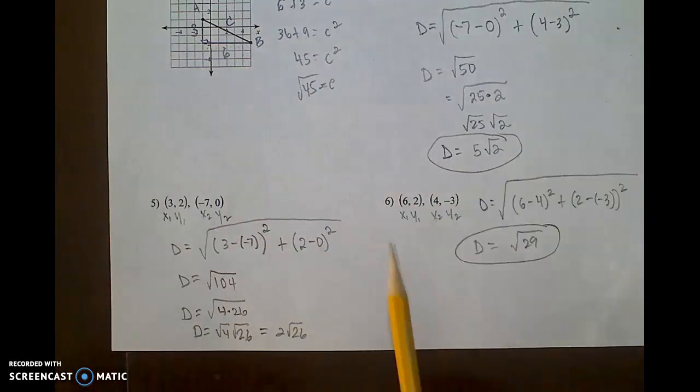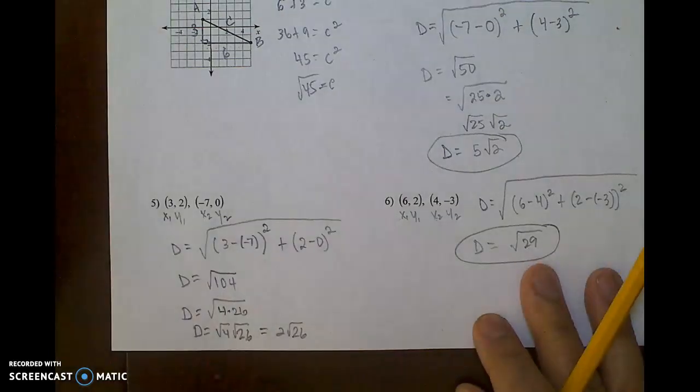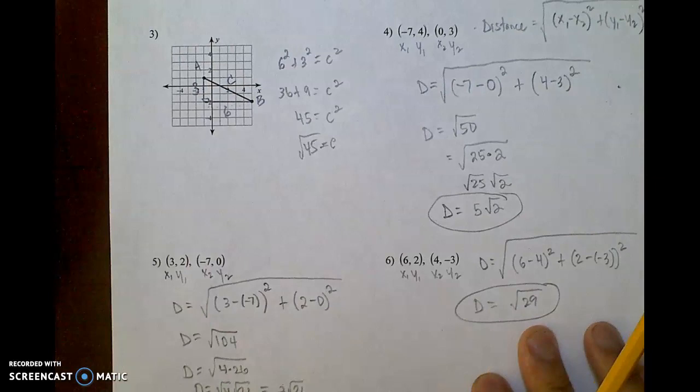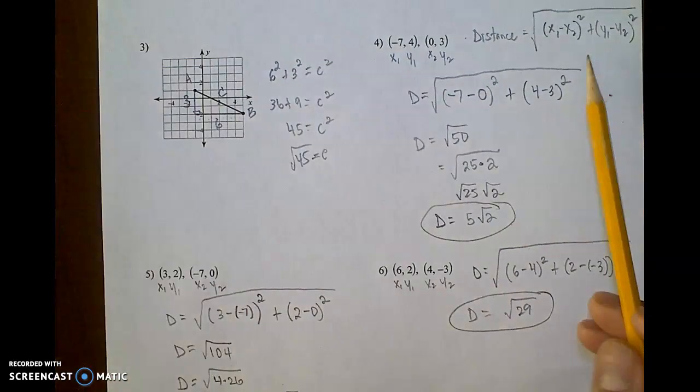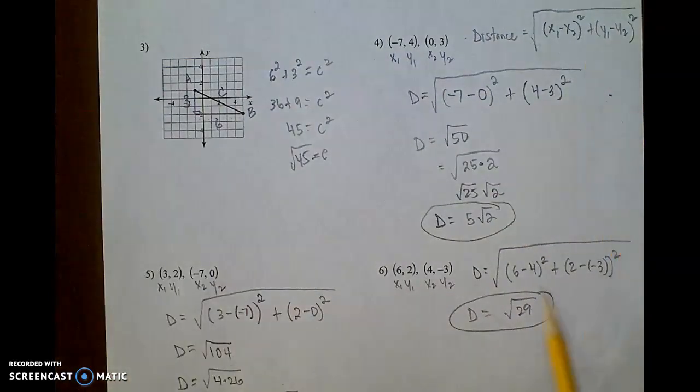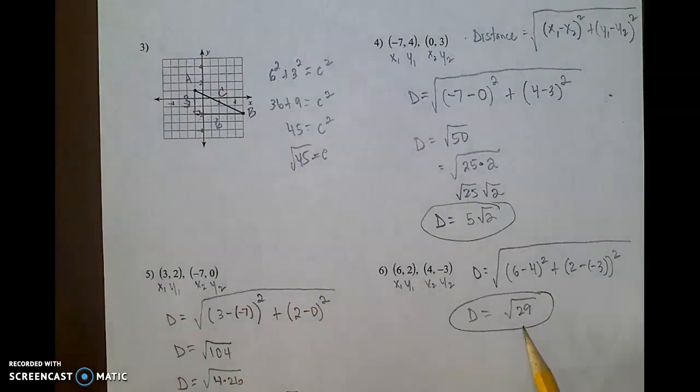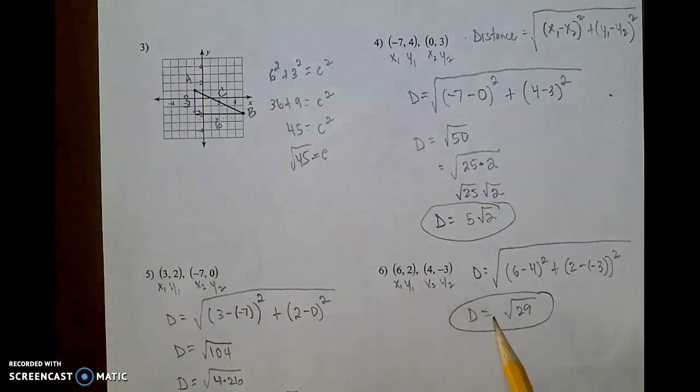Here we go. Hopefully you labeled your points x1, y1, x2, y2. Plug those into the distance formula. Again, this is the distance formula right here. You plug it all into your calculator, and we get the square root of 29 as the distance between these 2 points.